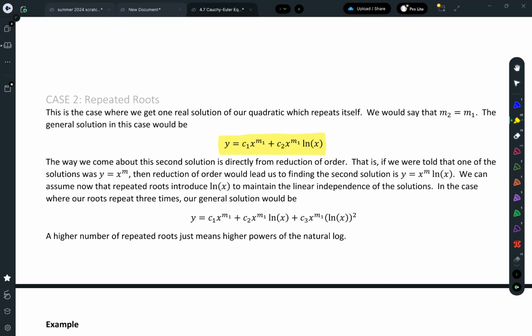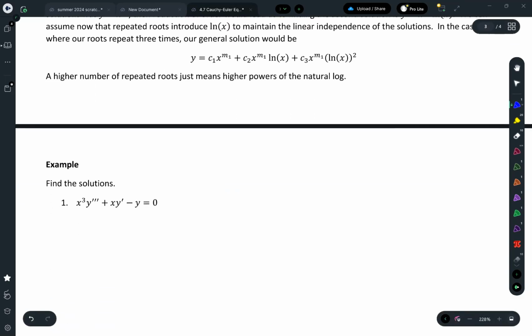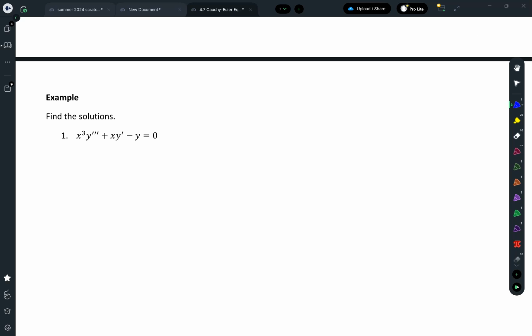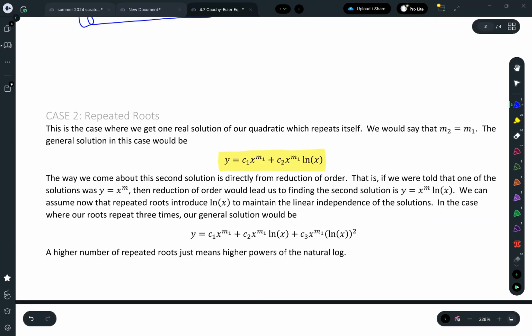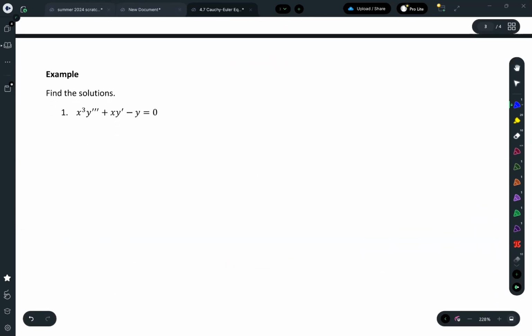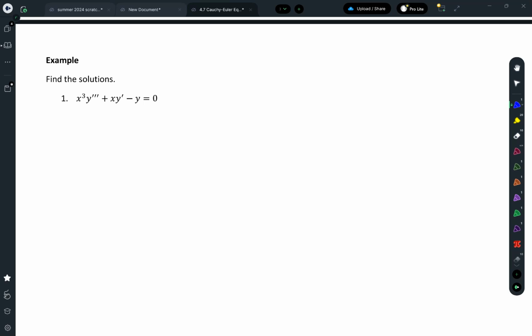That's it. So let's do an example that uses this. We're supposed to find the solutions for x cubed y triple prime plus xy prime minus y equals 0. So this one is higher order. We only use the quadratic to get the process started, but we can still work with higher order differential equations. So this one will be a little bit more to deal with because it is a higher order, and so we have another derivative to get in here.